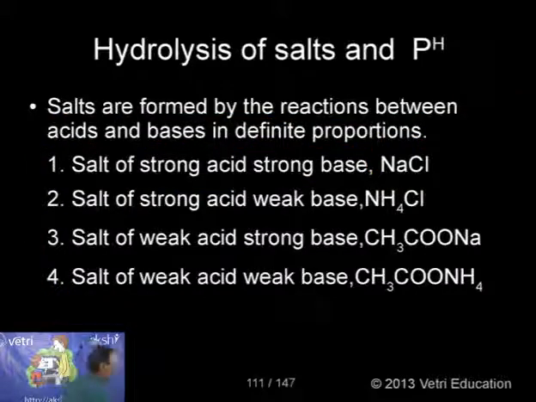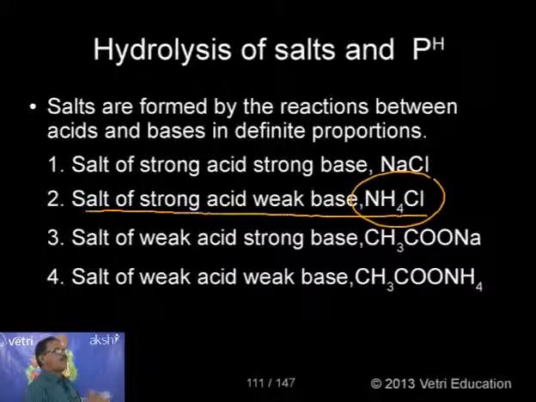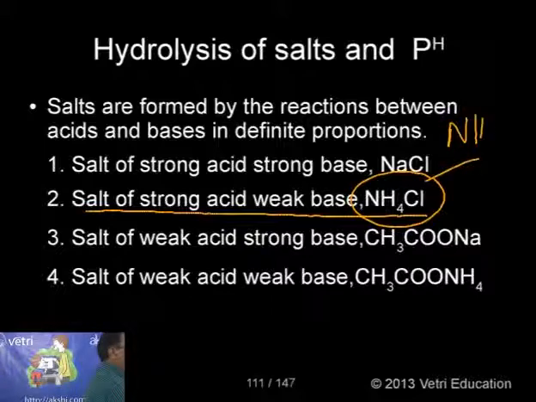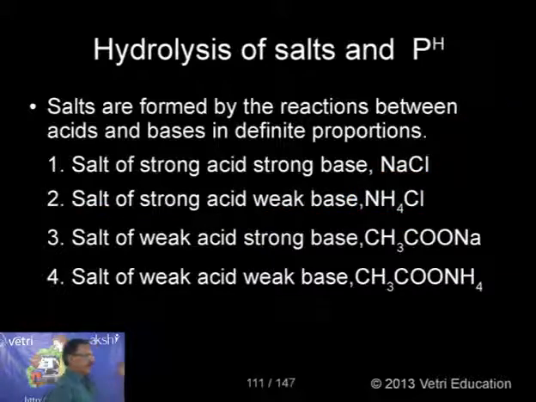The second one is salt of strong acid, weak base. A specific example is ammonium chloride. How is ammonium chloride formed? It is formed from a weak base, ammonium hydroxide, and a strong acid, HCl. Ammonium hydroxide reacts with HCl to produce ammonium chloride, which is a salt of strong acid HCl and weak base ammonium hydroxide. This is the second type.